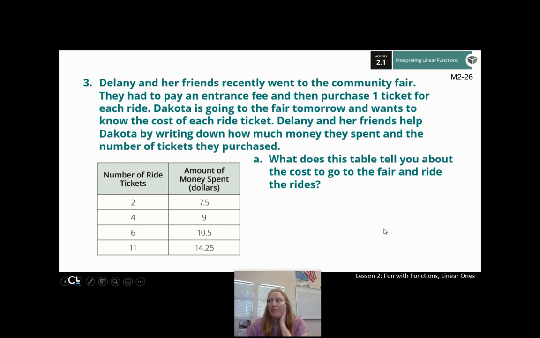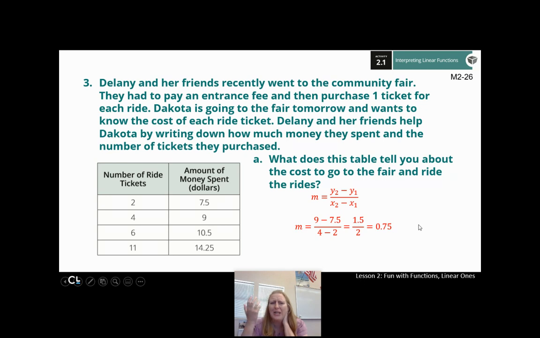So I did the slope. I wanted to keep it simple, so I just picked these first 2 points because they were there, they were easy to use. So I used my slope formula and I was like, okay, 9 minus 7.5 on top, 4 minus 2 on the bottom. 9 minus 7.5 gives me 1.5, 4 minus 2 is 2, and 1.5 divided by 2 is 0.75.